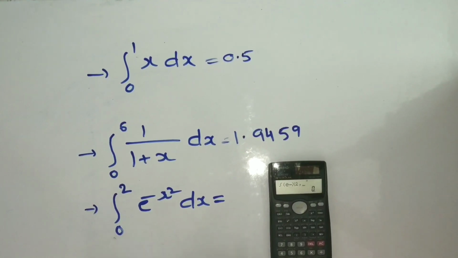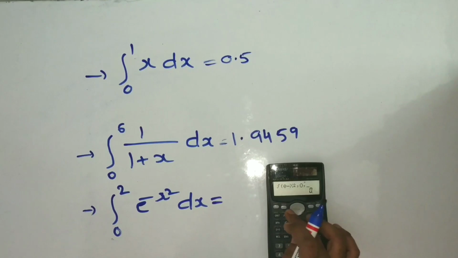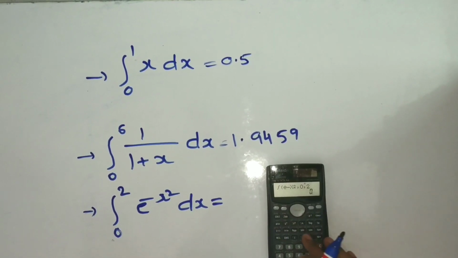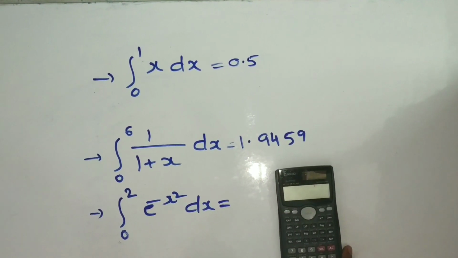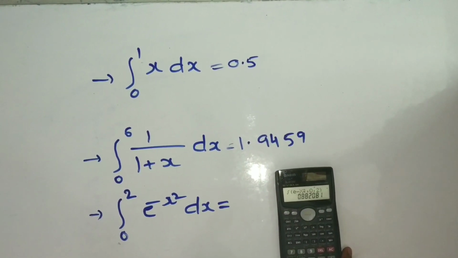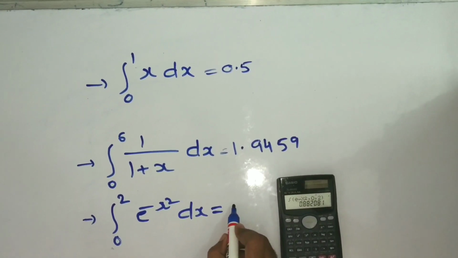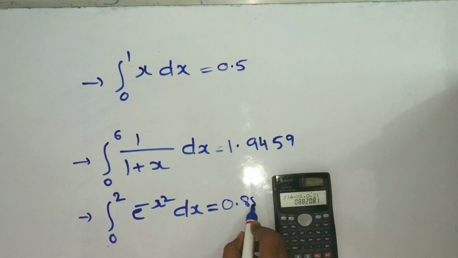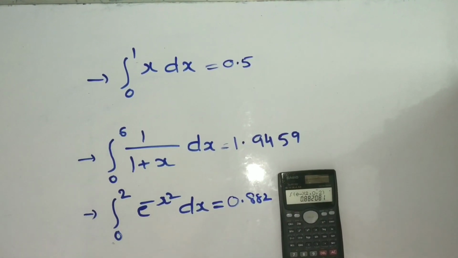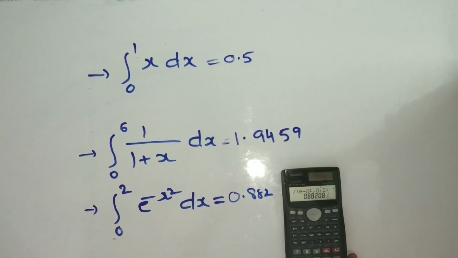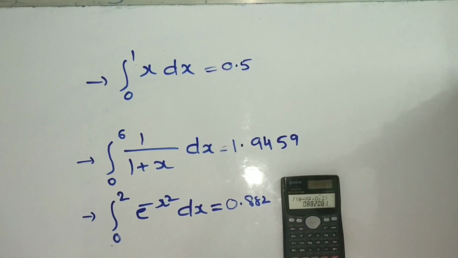Okay, students. Again comma. What is the lower limit, students? 0. What is the upper limit, students? Again comma. 2. Bracket close. Press is equal to, we get here 0.882, students. 0.882. See, by using calculators, we can easily evaluate this definite integration, students.